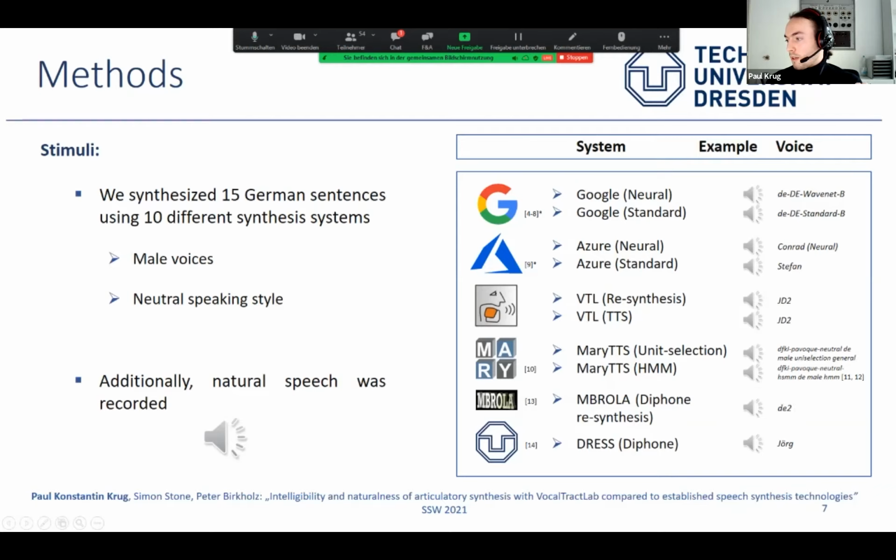And we also used a diphone-based resynthesis because we could directly compare that with the VocalTractLab resynthesis. And then we have a diphone TTS system which is Dress, which is already quite old.